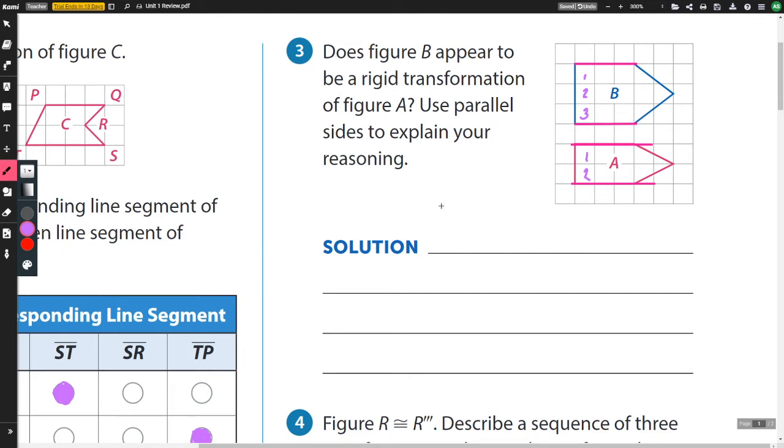So I'm going to write it out. You can type this out, but for me it's easier to write at this moment. So my answer would be no. They are not a rigid transformation.